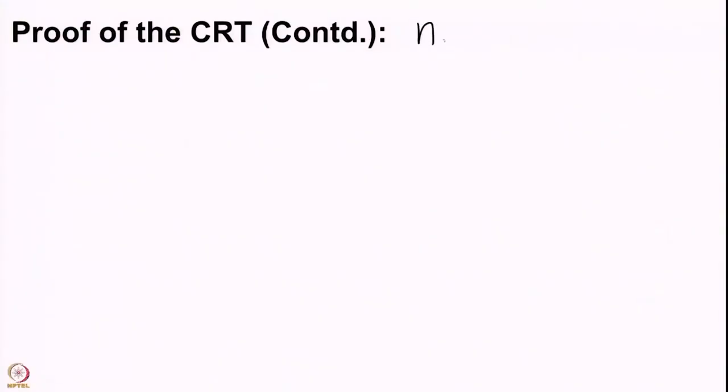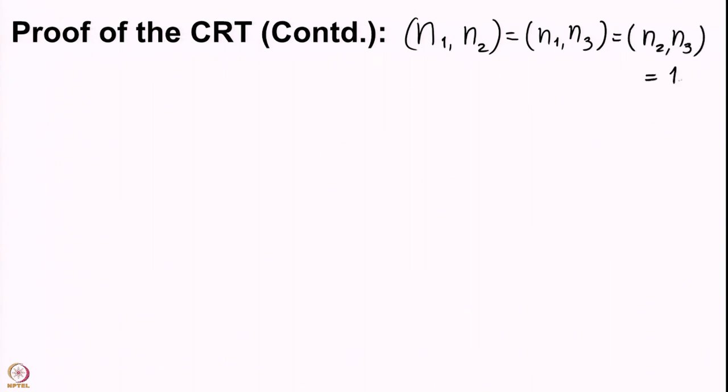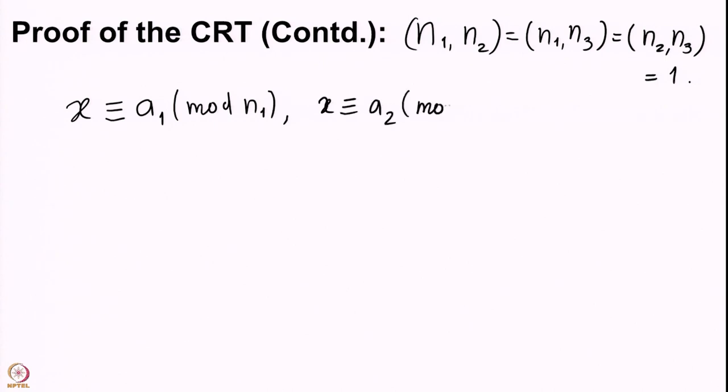So here we have gcd(n1, n2) equal to 1, gcd(n1, n3) equal to 1, gcd(n2, n3) equal to 1, and we are looking for solutions to x congruent to a1 mod n1, x congruent to a2 mod n2 and x congruent to a3 mod n3.